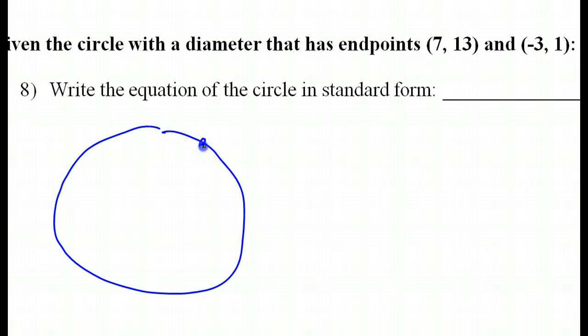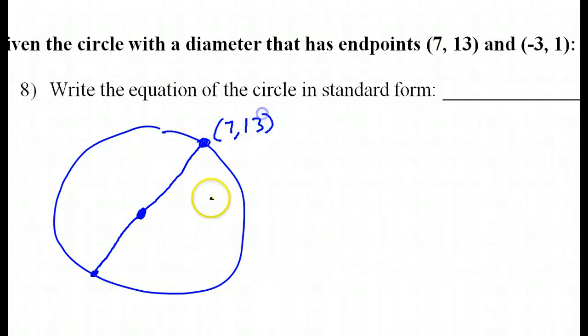So imagine some kind of a circle. Please understand that the diameter is that chord that goes right through the middle of the circle from one side to the other. So imagine that this is the point (7, 13) and this is the point (-3, 1). So this whole blue segment would be the diameter. Bottom line is we will use the distance formula to find this diameter, and then we'll take half of it, and that'll be the radius.